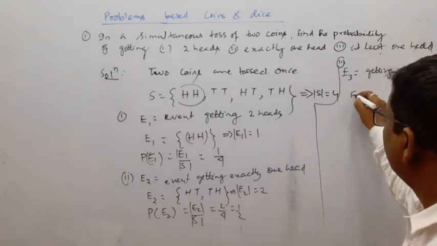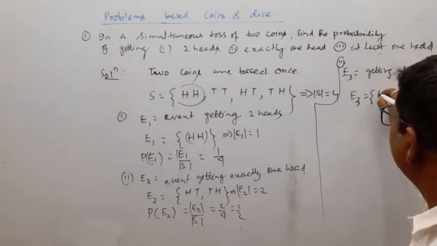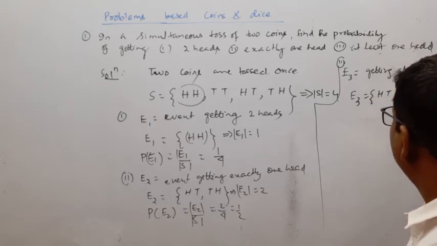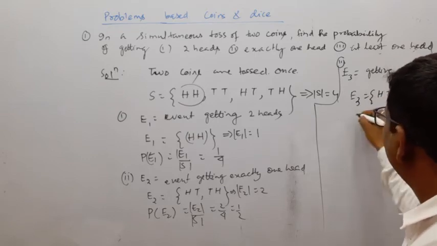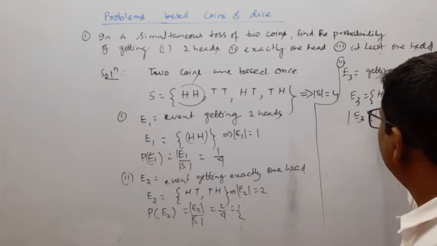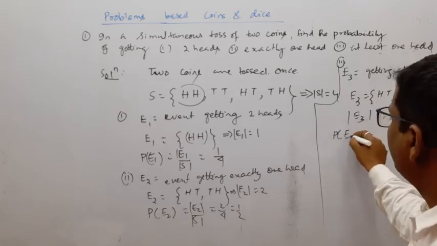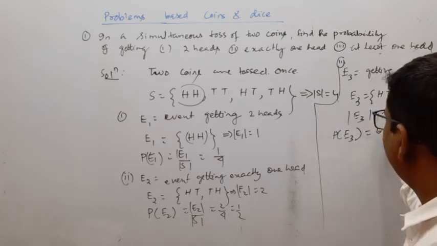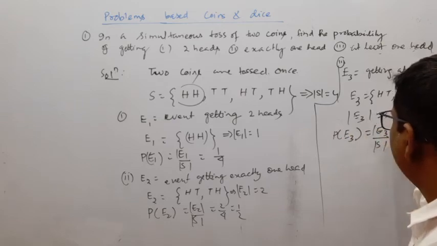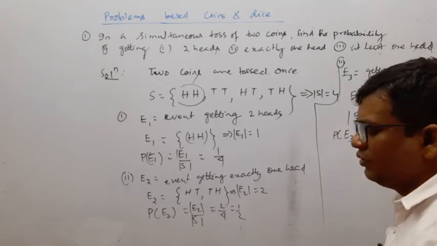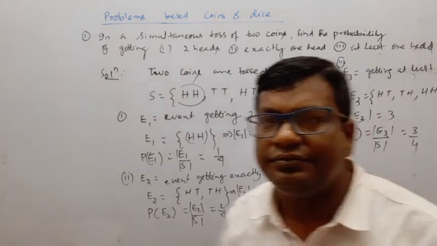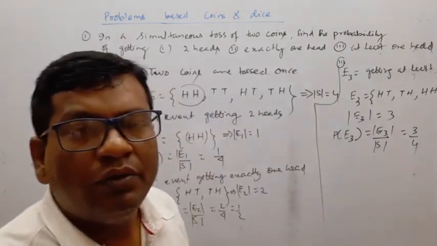So E3 is equal to HT, TH, HH. So the cardinality of E3 is equal to 3. So the probability of E3 is equal to the cardinality of E3 divided by the cardinality of S, so 3 by 4. Okay, this is 3 by 4.